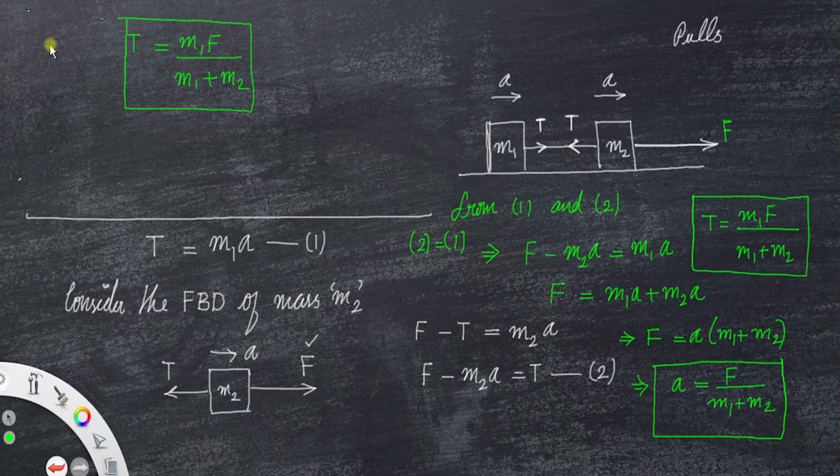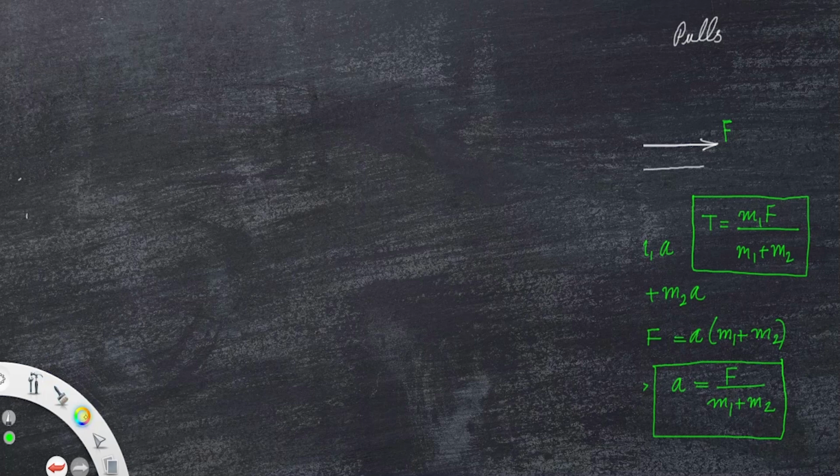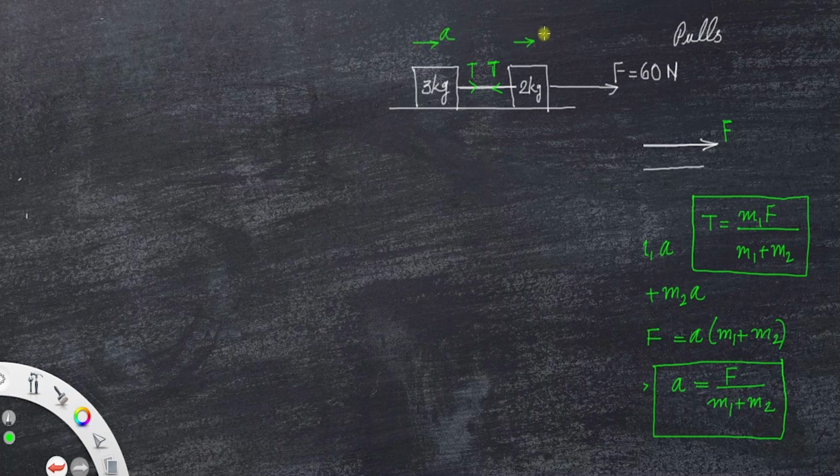Now let us consider a problem. Suppose we have two masses, let's say a 3 kilogram mass and a 2 kilogram mass. Both these masses are connected using an inextensible rope, and it is pulled towards the left with a force, let's say some 60 Newton force. Now we can find the tension. Let's draw the direction of tension. T will be acting like this. Acceleration is towards the right like this.